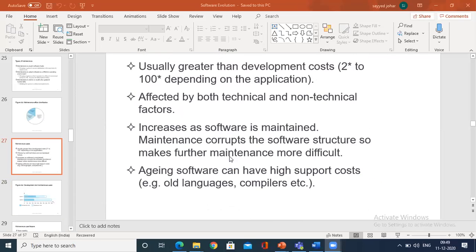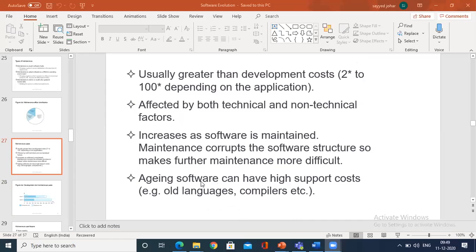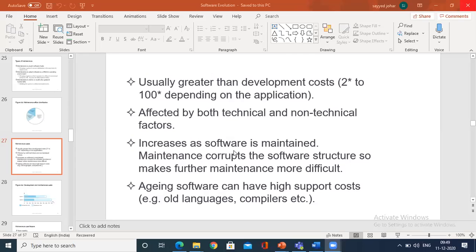So before I explain, aging factor, that is asset deterioration. As the software goes on proceeding, it becomes old software. Aging software can have high support cost, so it has to be supported at higher cost. Increased maintenance corrupts the software structure, so it makes further maintenance more difficult. Usually it is greater than the development cost, it is double.